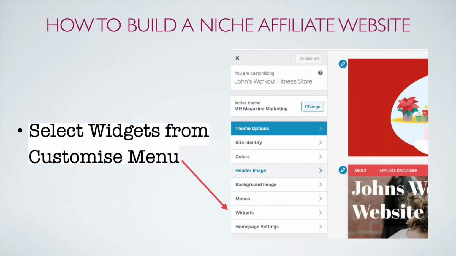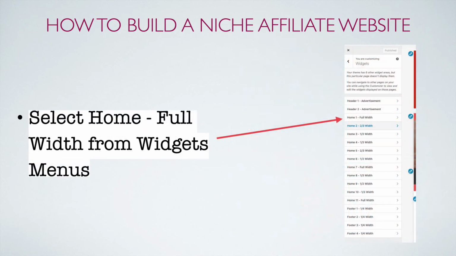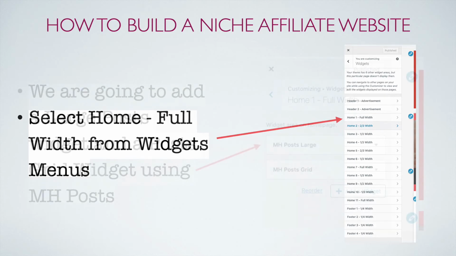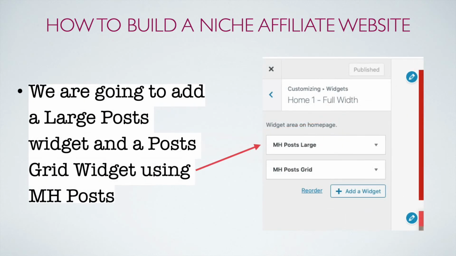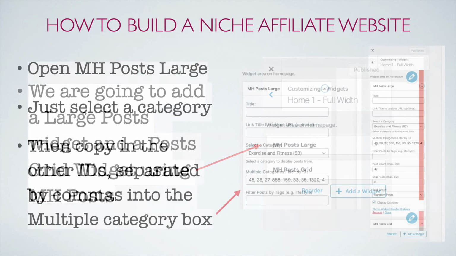So I then select widgets from my Customise menu down here, and we're still in the Customise menu, and select the Home Full Width widget. And from that, I'm then going to add a large post widget and a post grid widget using MH Posts. And again, MH Posts is another plugin which gives you a whole range of different widgets that you can use on your posts, and it adds to the versatility of your site.